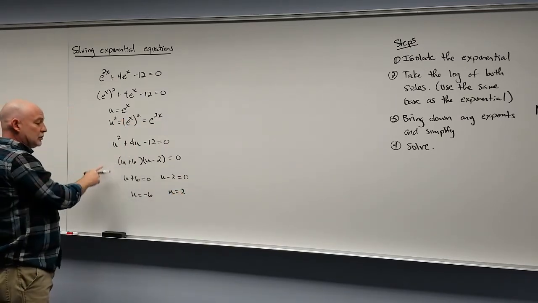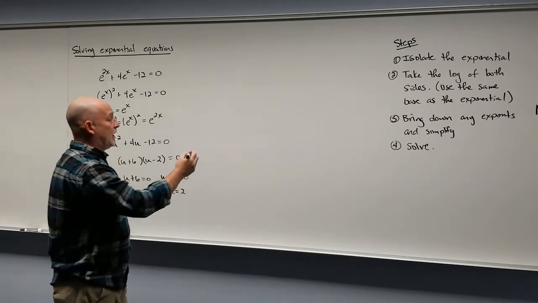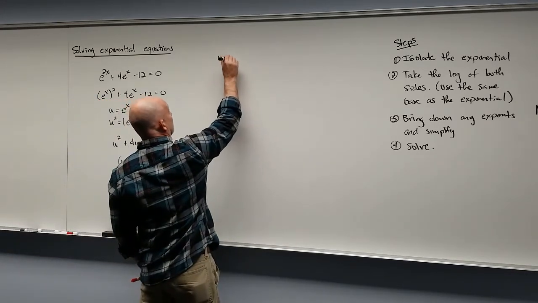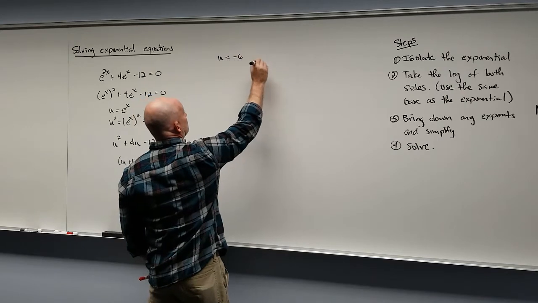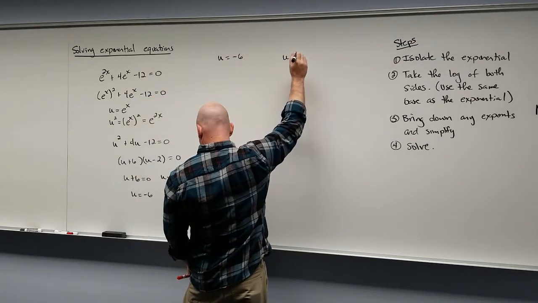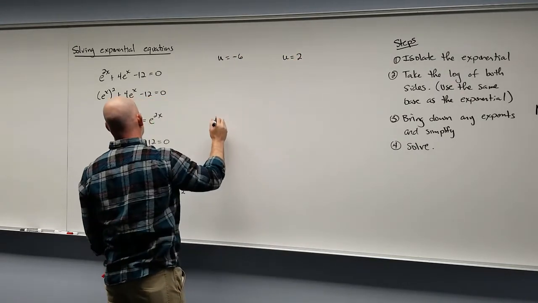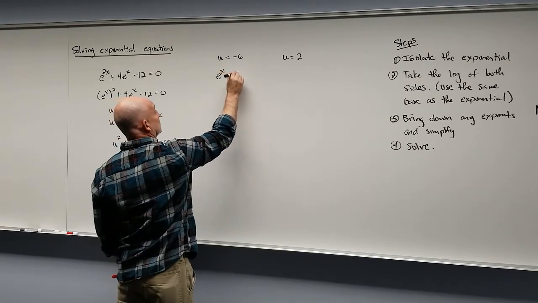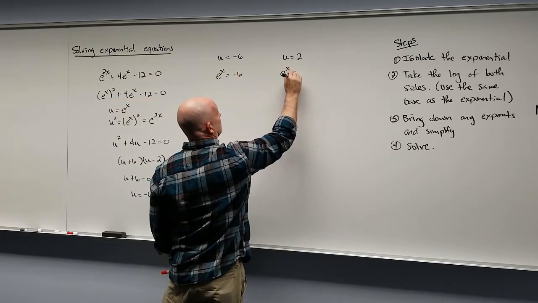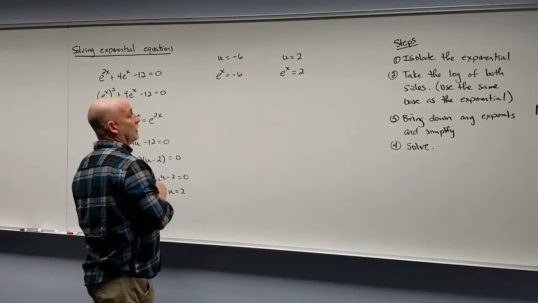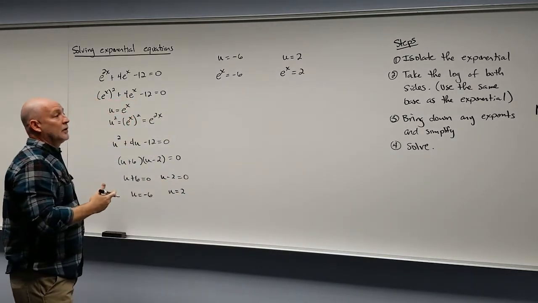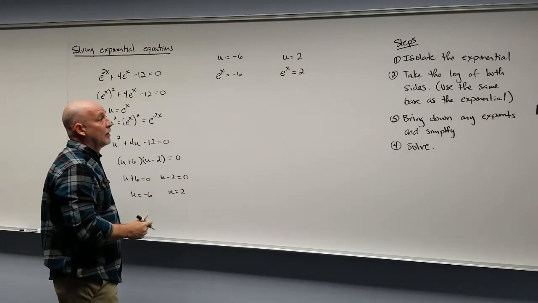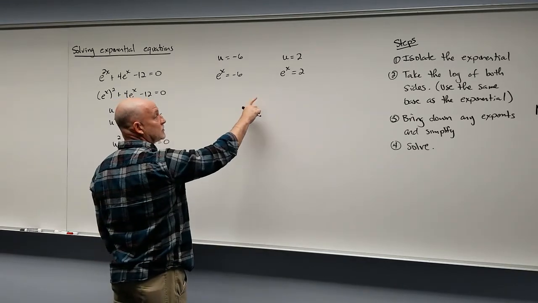Now remember with these u substitution problems, we have to always back substitute. So let's go back up to here. We get two equations, u is equal to negative 6 and u is equal to, what did I say, 2? All right, u is e to the x, so e to the x is equal to negative 6, and e to the x is equal to 2. All right, so now basically what we've done is we've separated this into two exponential equations. So now we can use these steps.